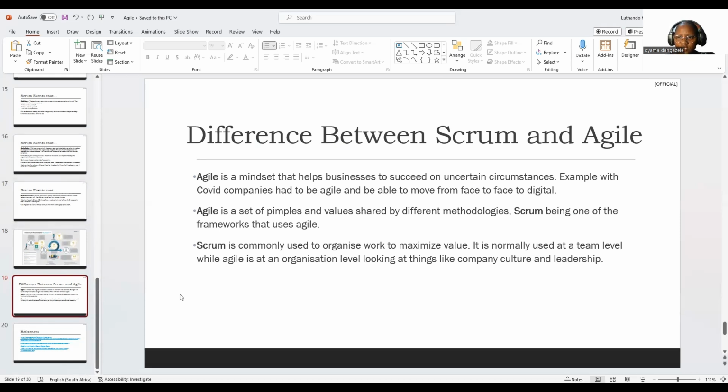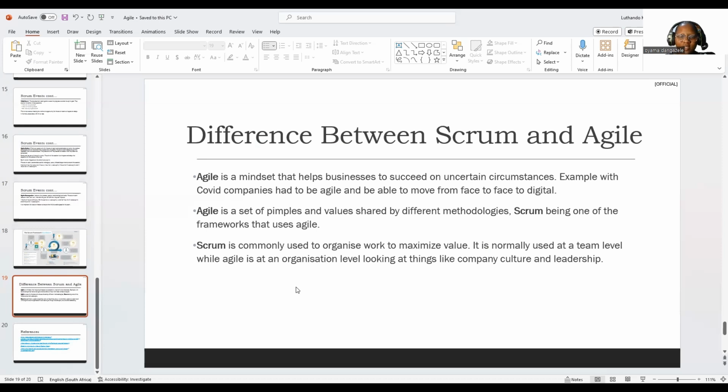with obviously good skill sets of team members, with good architects, to ensure that you are able to build the product incrementally. Okay, cool. And Agile has a set of principles and shared values. Scrum is one of the frameworks that is used, and is mostly used. Okay, Scrum is commonly used to organize work to maximize value, right?